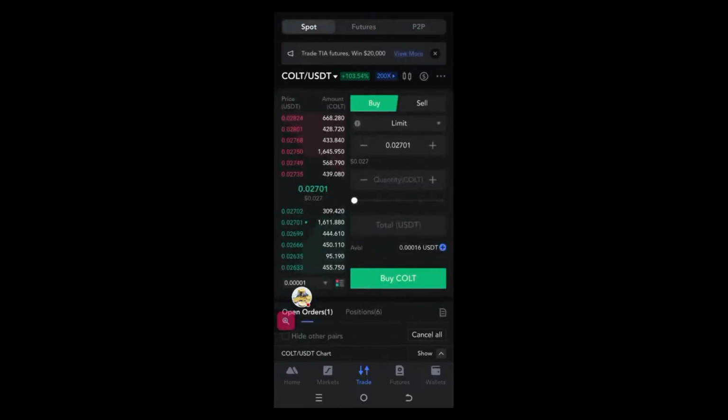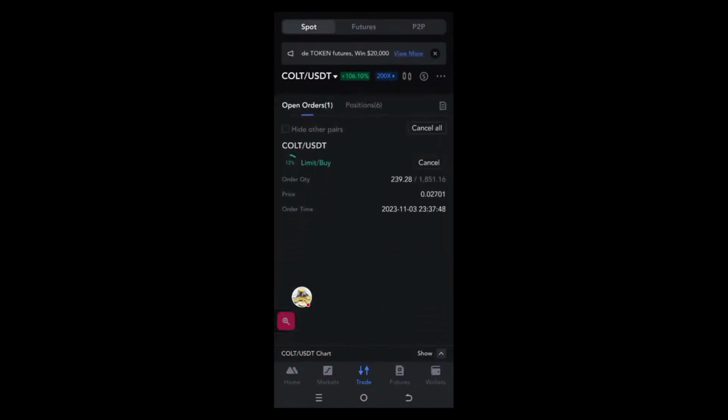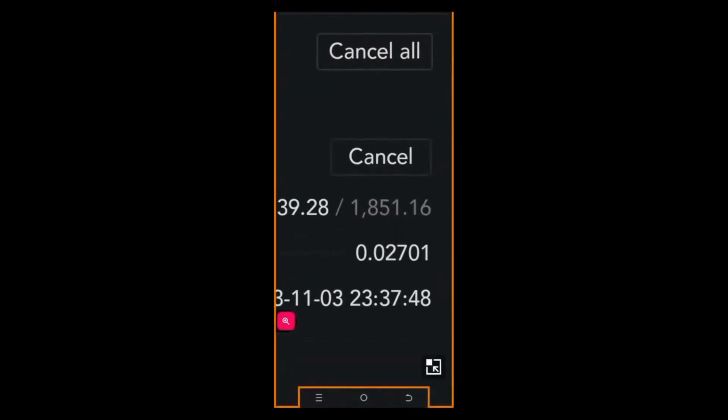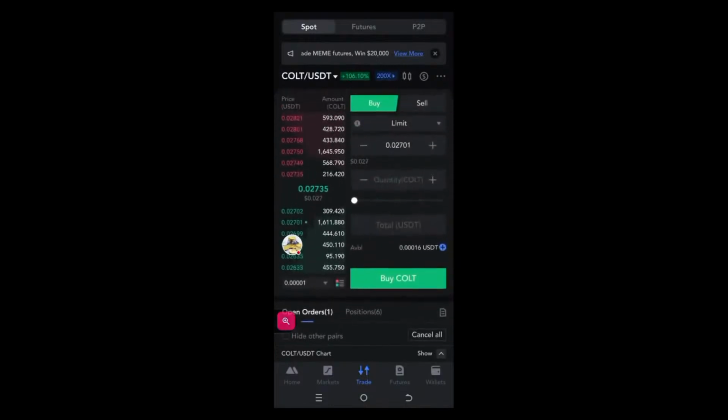What's the higher one? I think the higher one is 2735. Why is it such a high one? Okay, I think the reason is it doesn't even have enough. We're trying to buy how many? 239. Oh no, we're trying to buy about... Oh, this is it. It doesn't have that much. Only 12%. That was all we could get.